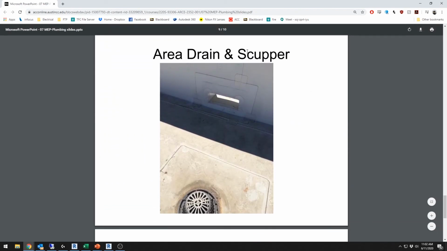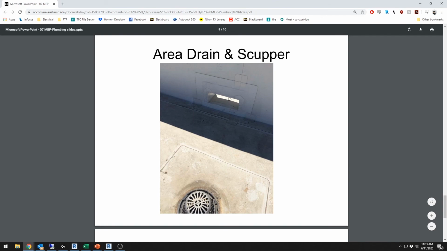Area drain and scupper. So your area drain is right here. This is like a roof drain. And then your scupper is right here in the wall. This is like an overflow, because you have your parapet going up, and if this gets clogged up with leaves or something, you'll have this scupper as a backup. So if the water gets up to here, it'll start overflowing.